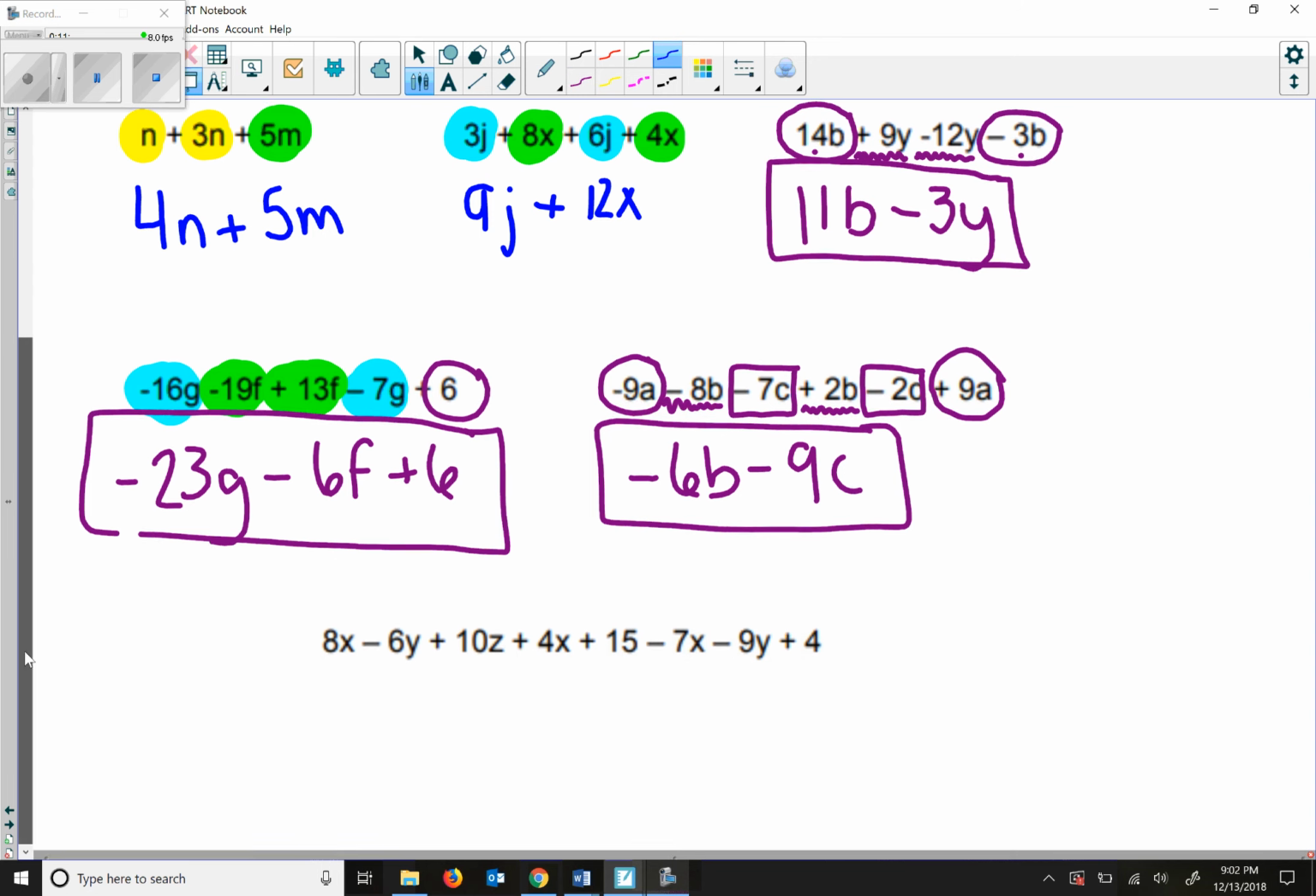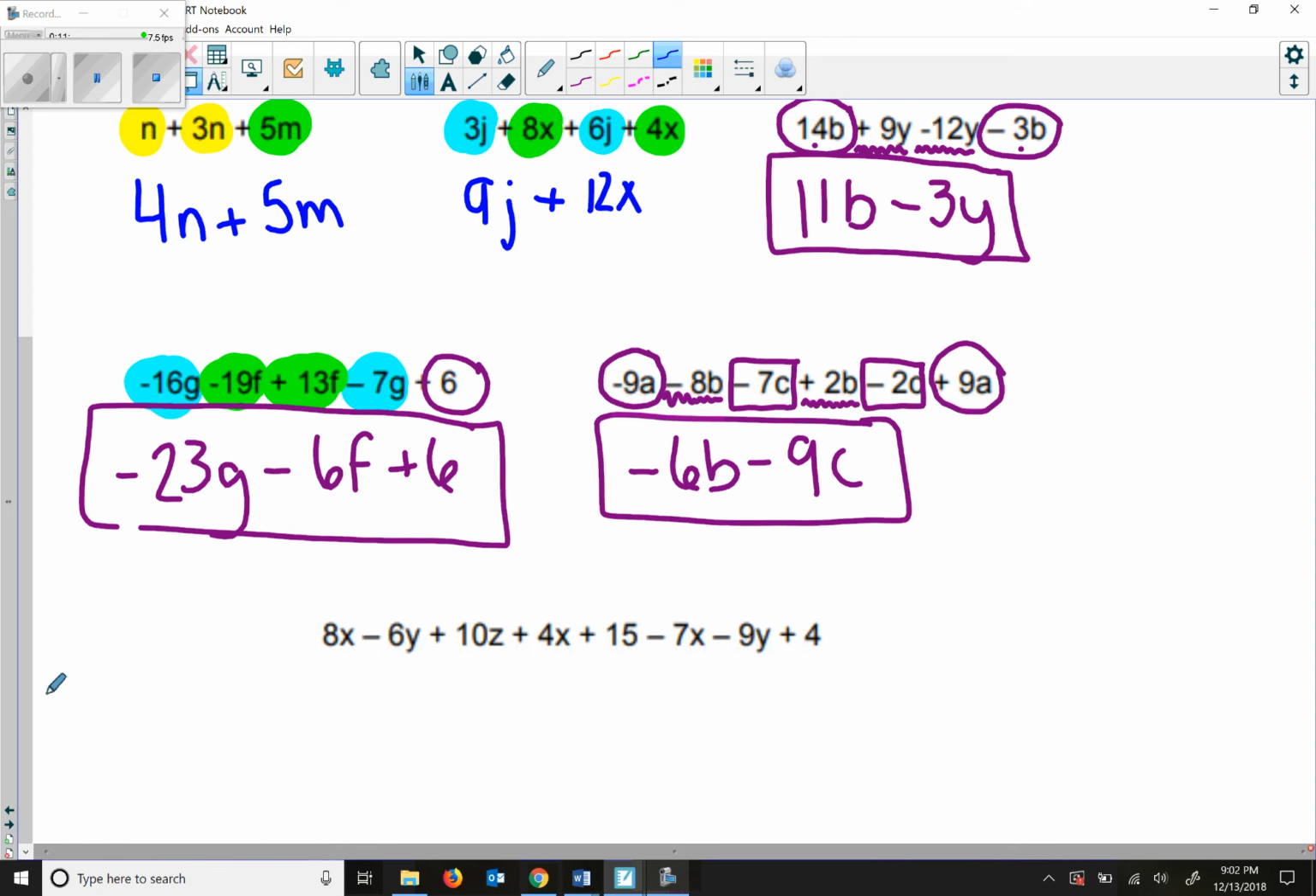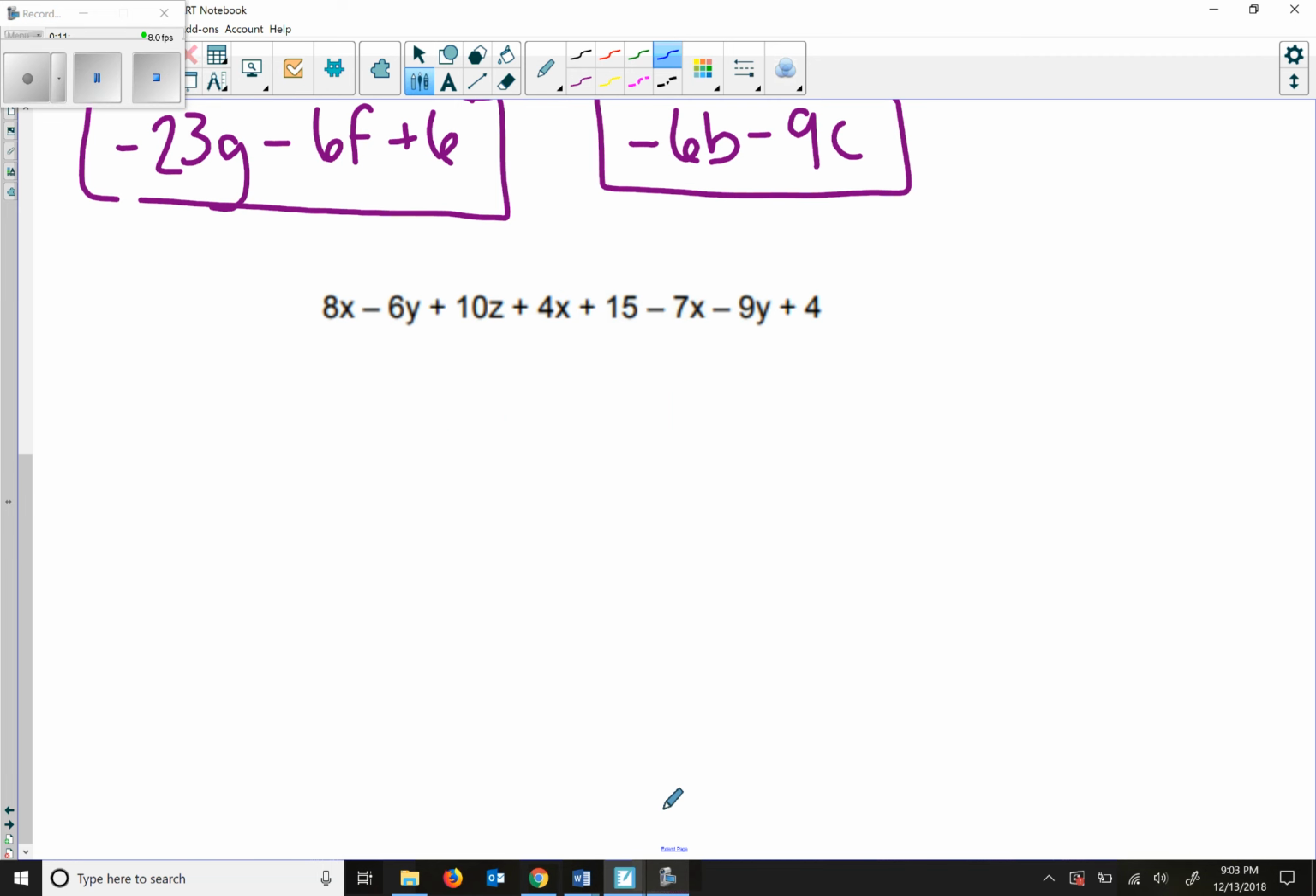Let's take a look at this bottom one, and then we'll take a look at a couple others on the next slide. Okay, so again, oh wow, we've got a lot of stuff going on here. Let's find all of our like terms. There's my x. I've also got a 4x, and that's positive. I've also got a negative 7x. Doesn't look like there's any other x's. I've got a negative 6y, then I've got 10z, negative 9y.